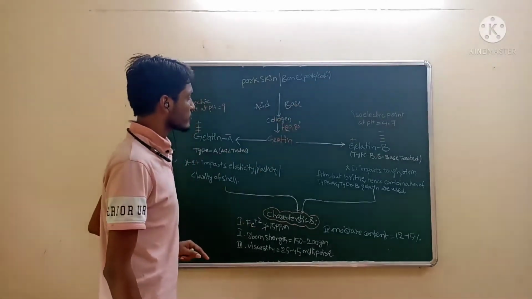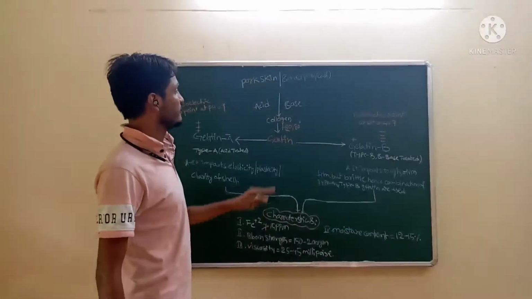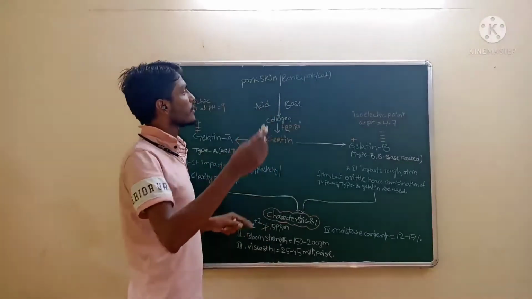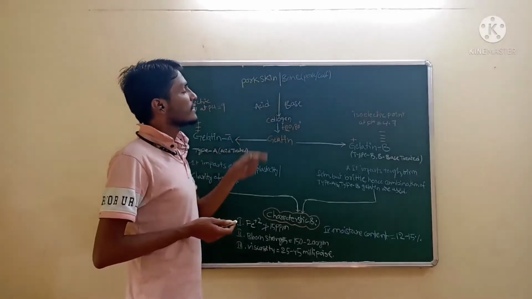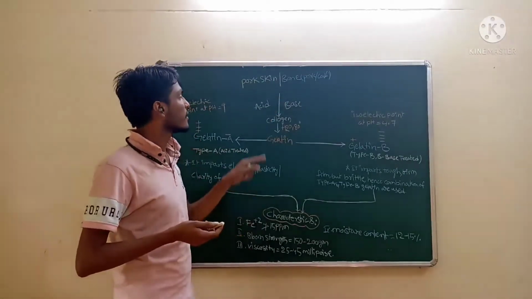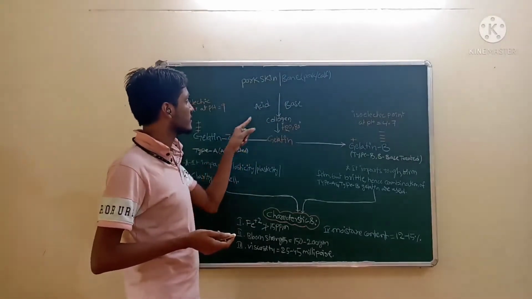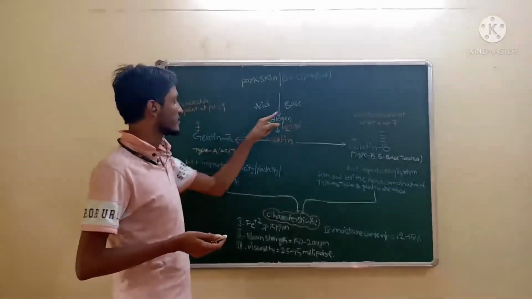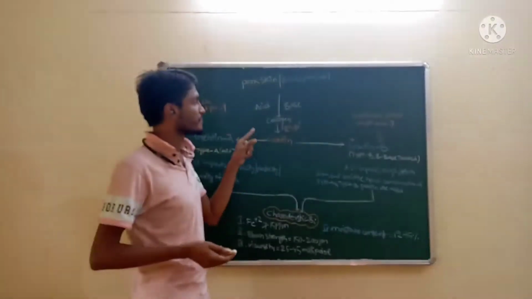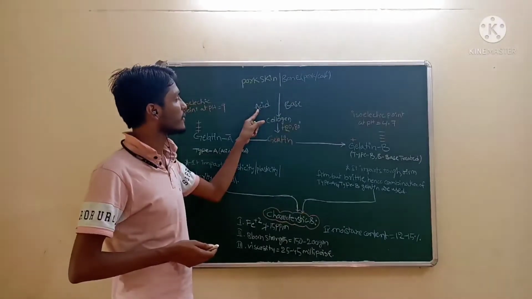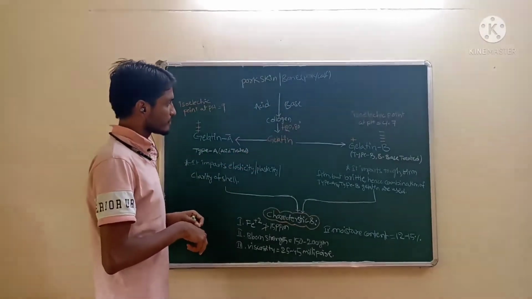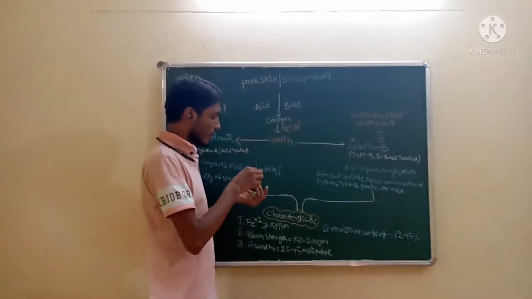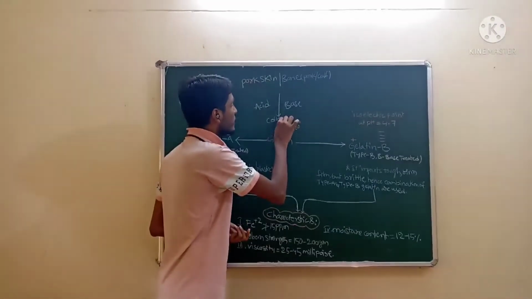Pork or calf. If I have extracted it from the skin or bone, then I need to treat it with acid. This is the acid sequence, and this is the base sequence. Then, having treated it with acid, it leads to the formation of collagen.